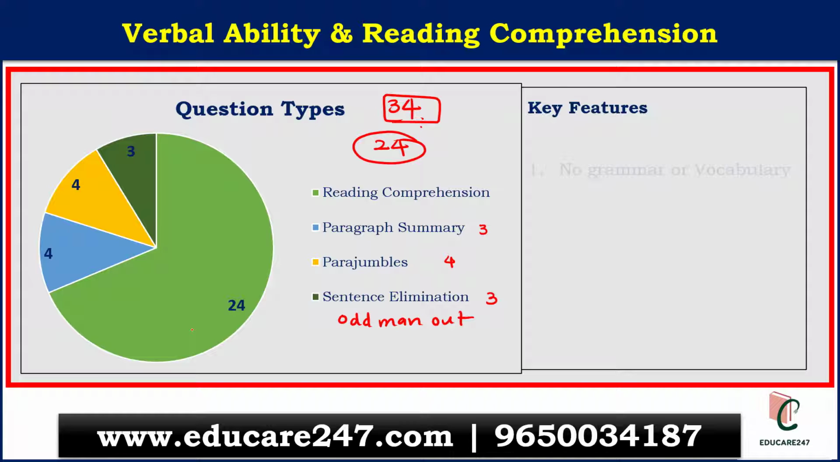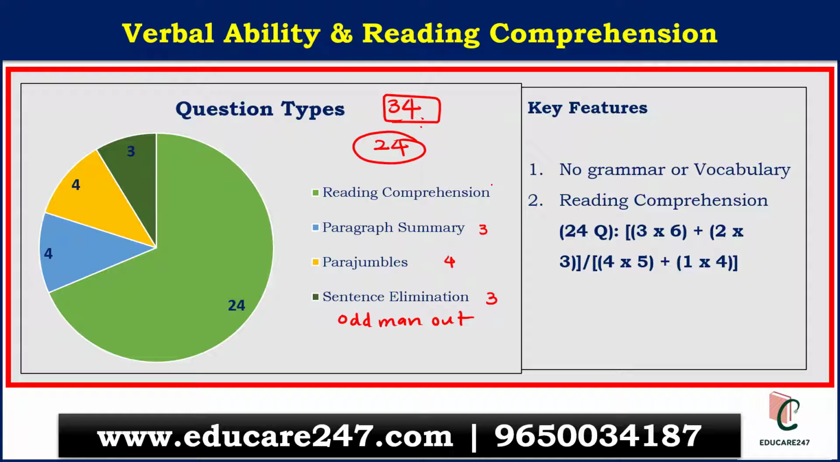So let's see the key features here. First, you don't have grammar or vocabulary questions. Most entrance exams like SNAP, NMAT or CMAT have grammar and vocabulary questions, but in CAT you wouldn't have any grammar or vocabulary based questions. Next, reading comprehensions will be divided in one of the following ways. Either you will have 3 passages with 6 questions each and 2 passages with 3 questions each, which was seen in 2017, and in 2018 and 2019 we had 4 passages with 5 questions and 1 passage with 4 questions.